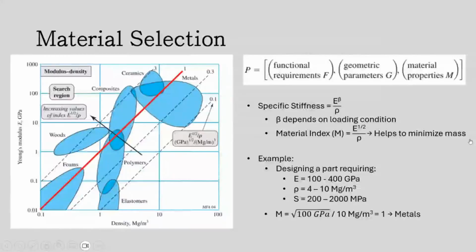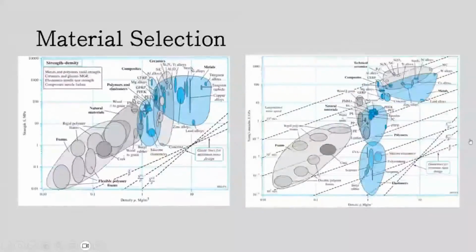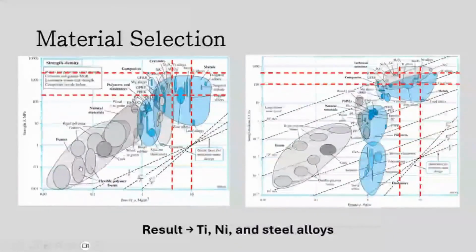Given some requirements, we can calculate our material index, which is an important ratio that helps to minimize mass. With a material index of 1, we know that we need to look for a metal of some kind. Ashby charts are especially useful in determining the exact type of alloy for a specific application. Using our requirements, we can find that titanium, nickel, and steel alloys meet our goal.